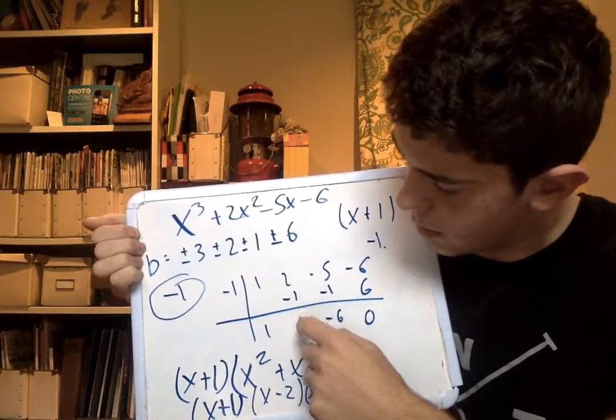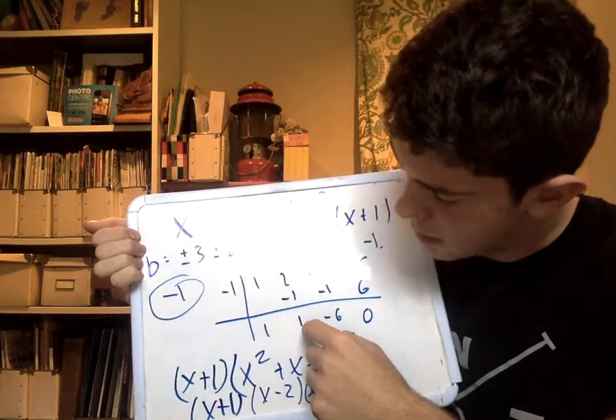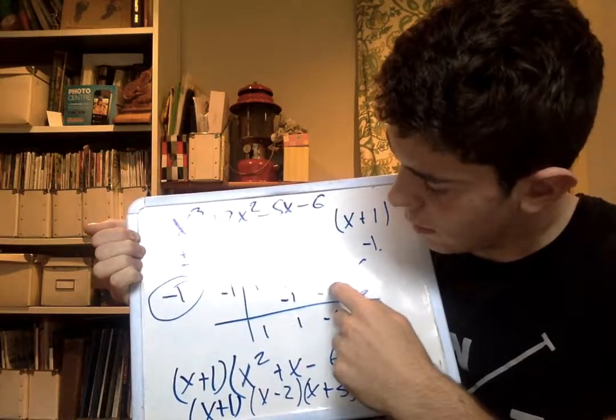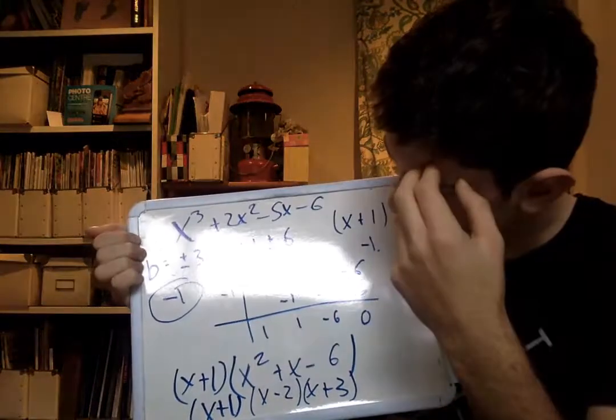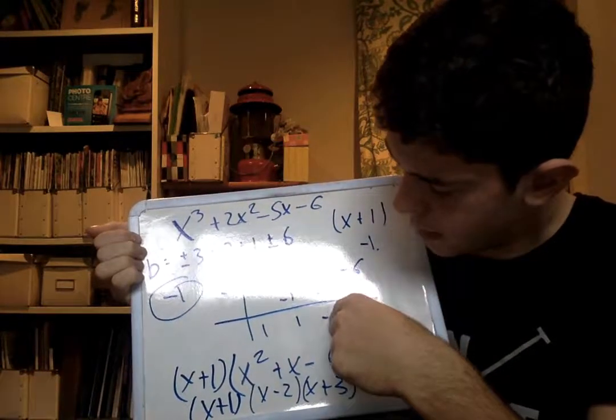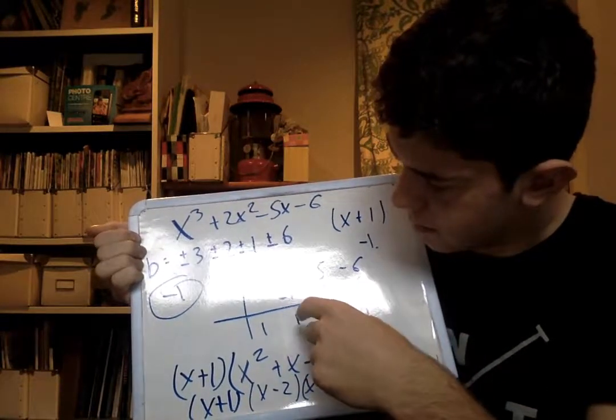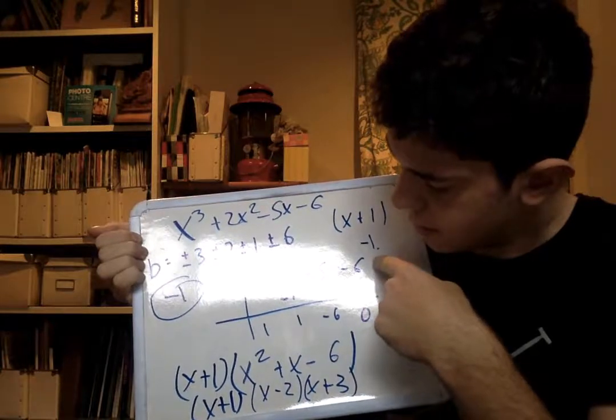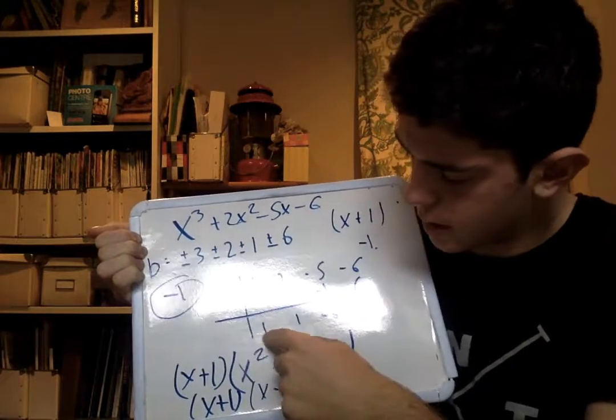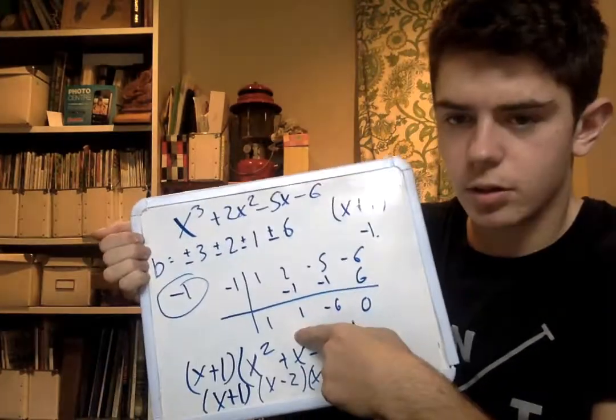2 plus -1 equals 1. -1 times 1 is -1. -5 plus -1 is -6. -6 multiplied by -1 is 6, so -6 plus 6 is 0. Then these bottom numbers are your polynomial equation.